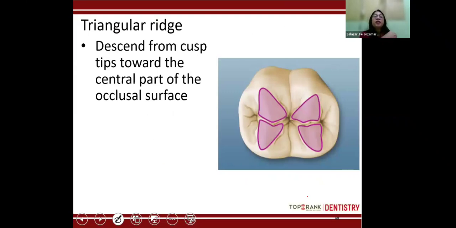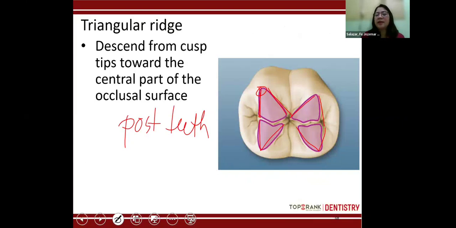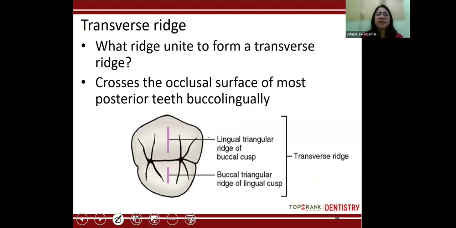Okay, another ridge, triangular ridge, called as such because the slopes resemble a triangle. Yan, mga slopes niya. So they descend from cusp tips toward the central part of the occlusal surface. Their slopes resemble the sides of a triangle. And you could find them on posterior teeth. Okay? Yan. So posterior teeth.